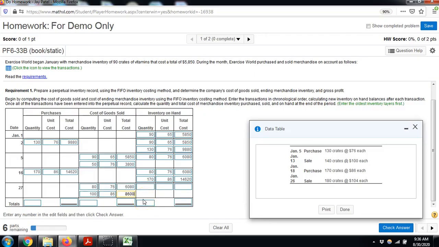And it says 100. So then what do we have left over? We got rid of all 80 of these. We got rid of 100 of these. So we have 70 left over at $86 each.